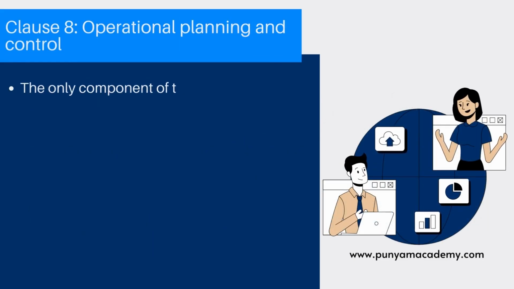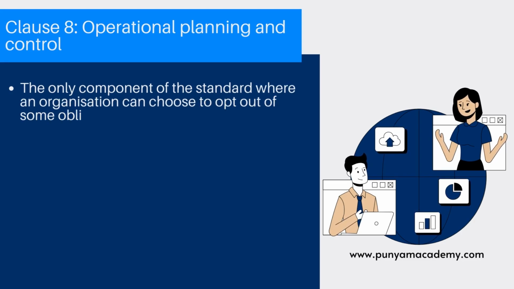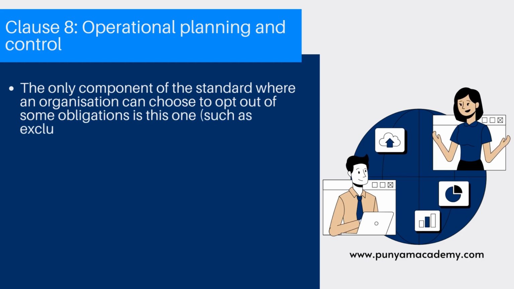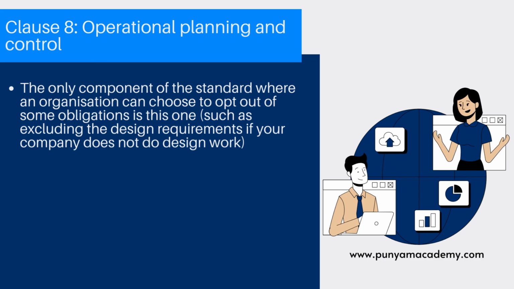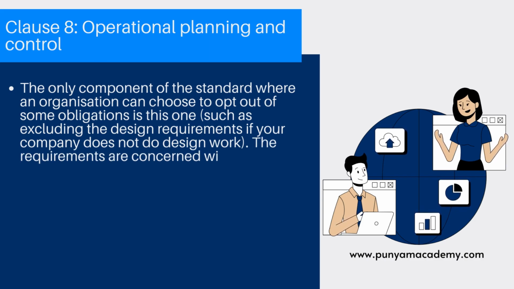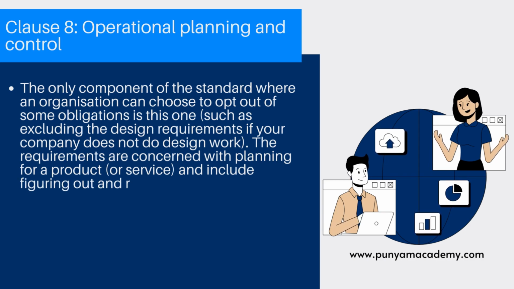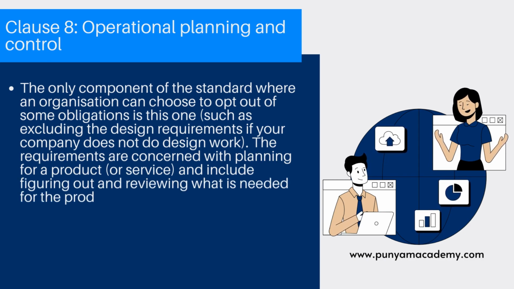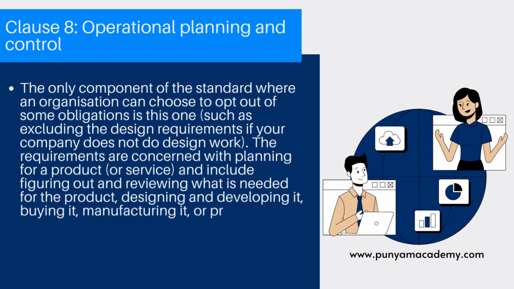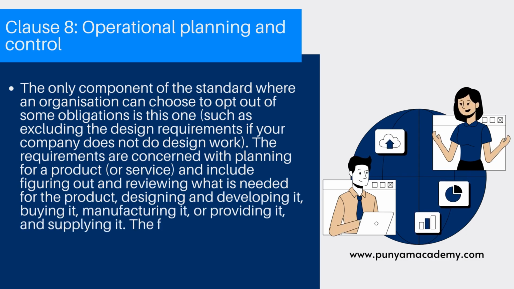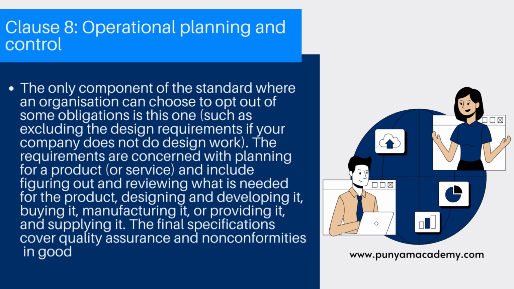Clause 8, Operational Planning and Control. The only component of the standard where an organization can choose to opt out of some obligations is this one, such as excluding the design requirements if your company does not do design work. The requirements are concerned with planning for a product or service, and include figuring out and reviewing what is needed for the product, designing and developing it, buying it, manufacturing it, or providing it, and supplying it. The final specifications cover quality assurance and non-conformities in goods and services.